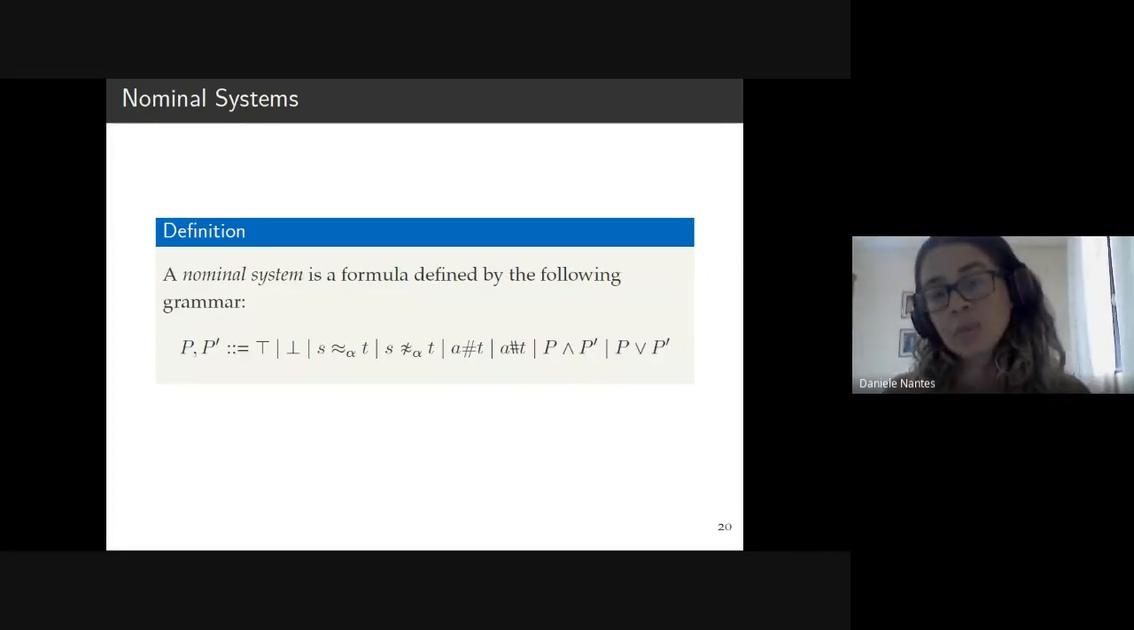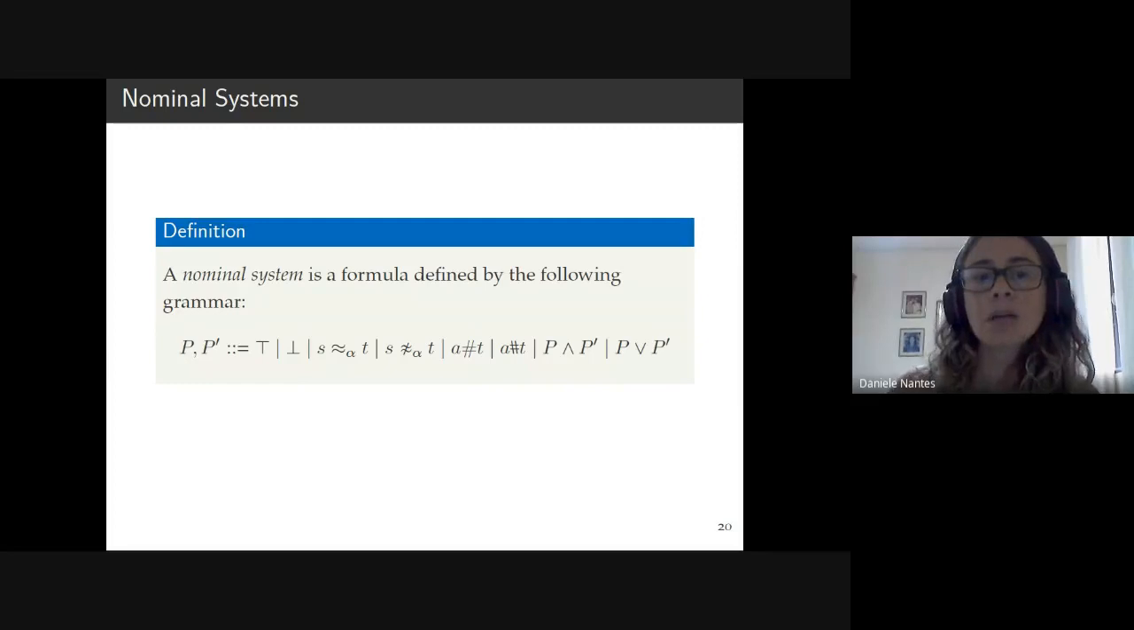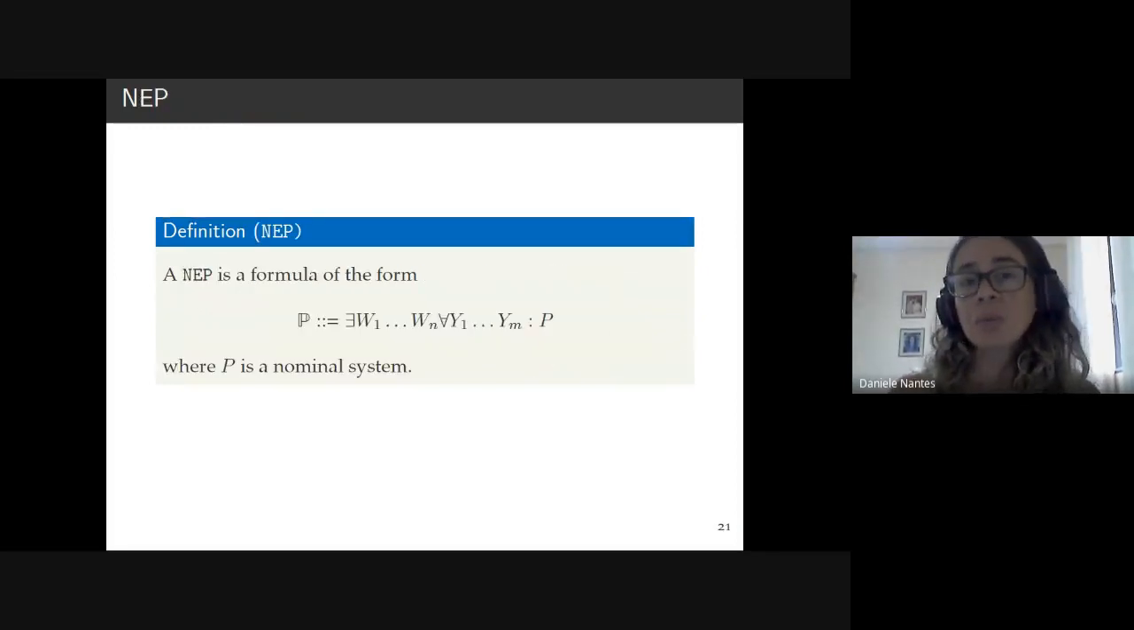So let's start from the beginning. Now my nominal system has this grammar. I can have true, I can have false, I can have equalities, disequalities, freshness, not freshness, conjunctions, and disjunctions. And now I can define my problem. My problem is going to be of this shape. This NAP is an abbreviation for nominal equational problem. So this is my problem now.